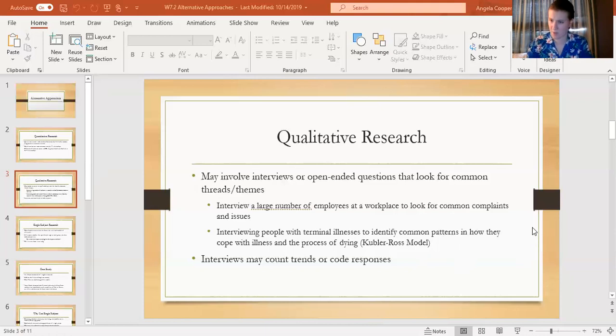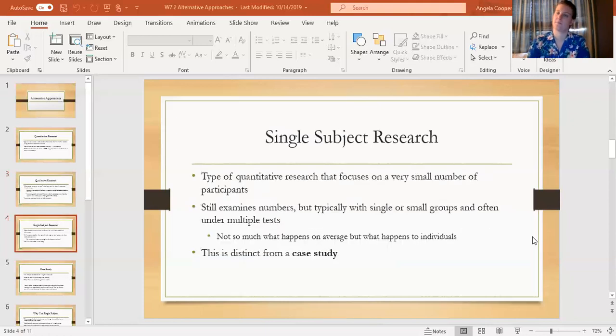A lot more time consuming as well, if you don't know what you're doing. So, different types of research. We talked about qualitative research that deals with open-ended questions and interviews, coding those responses, looking over transcripts and finding common themes. But now let's get back to quantitative research.